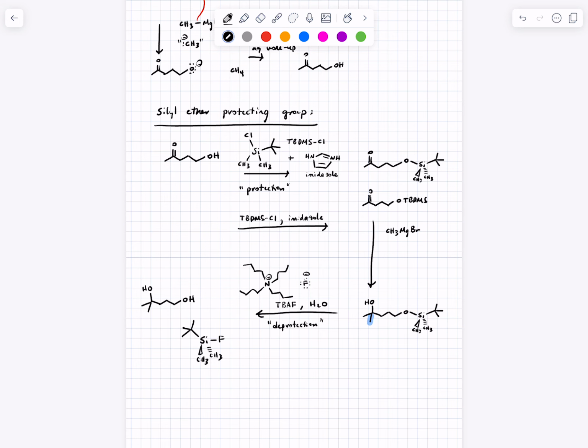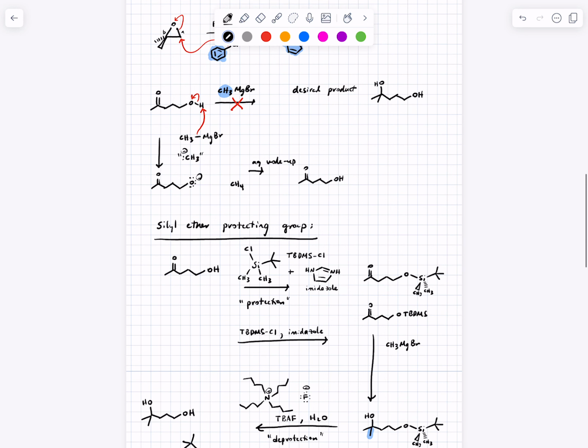Protection, reaction, deprotection strategy is a common one for getting a molecule that you could not otherwise get because of the basicity of the Grignard reagent. Okay? That's protecting group chemistry, protecting group strategy. You'll need to do some practice problems on that to make sure that you've got the idea.